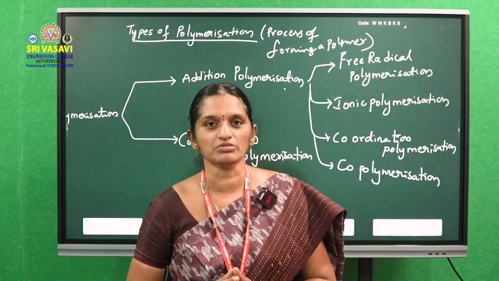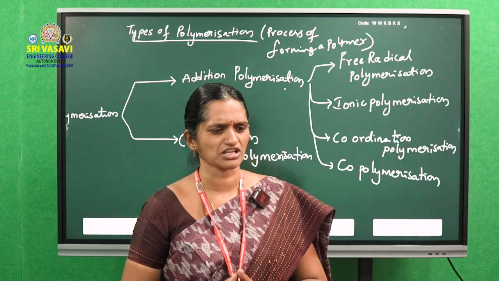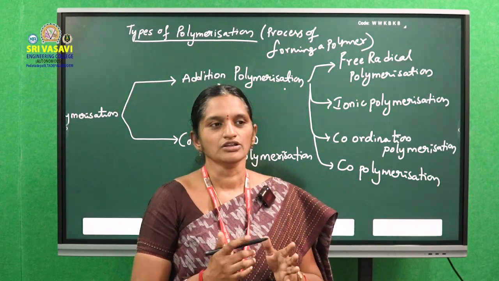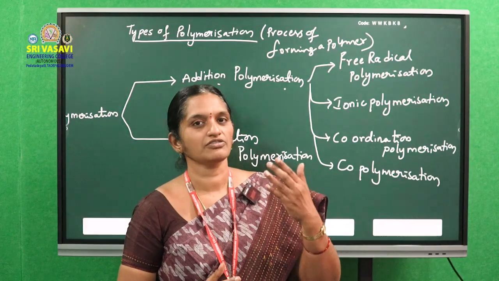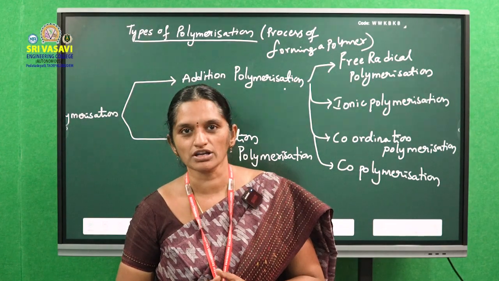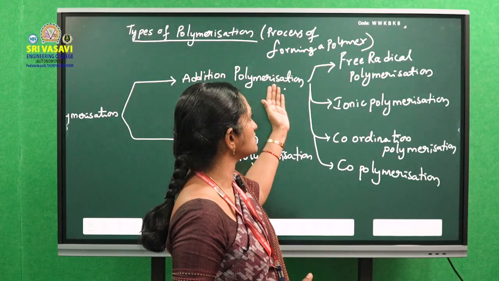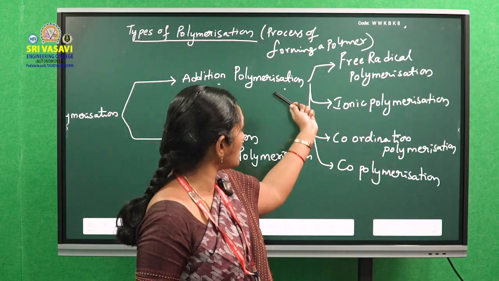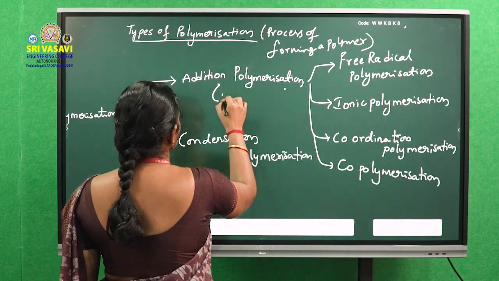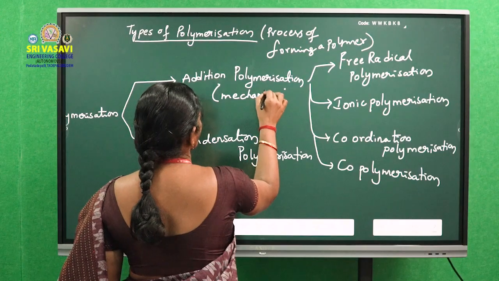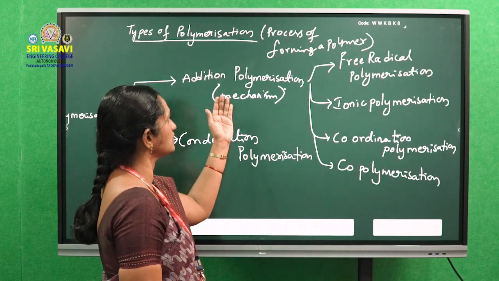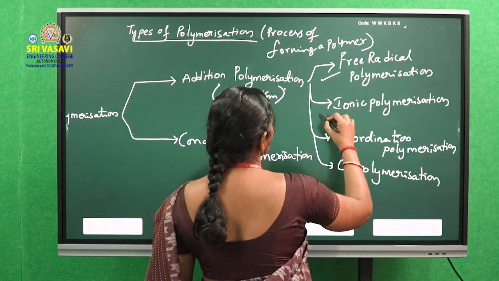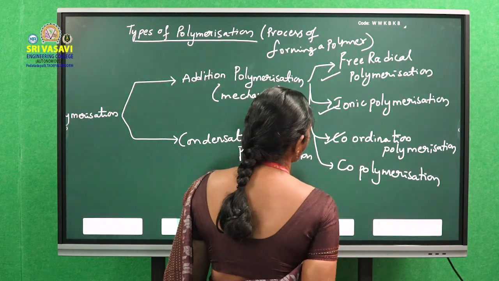So what is addition polymerization? Addition polymerization is nothing but adding different monomers, just like linking chains. We are adding monomers and therefore we are not eliminating any smaller molecules. That we call addition polymerization. This is further classified into the following types, depending upon the mechanism, the process by which the addition proceeds: free radical polymerization, ionic polymerization, and coordination polymerization.